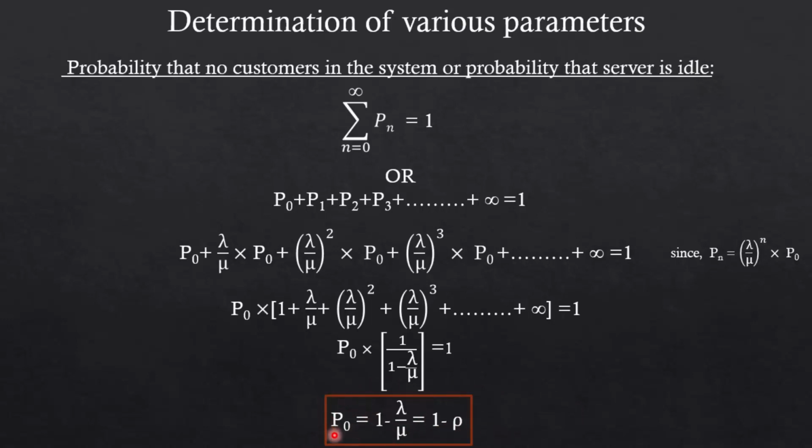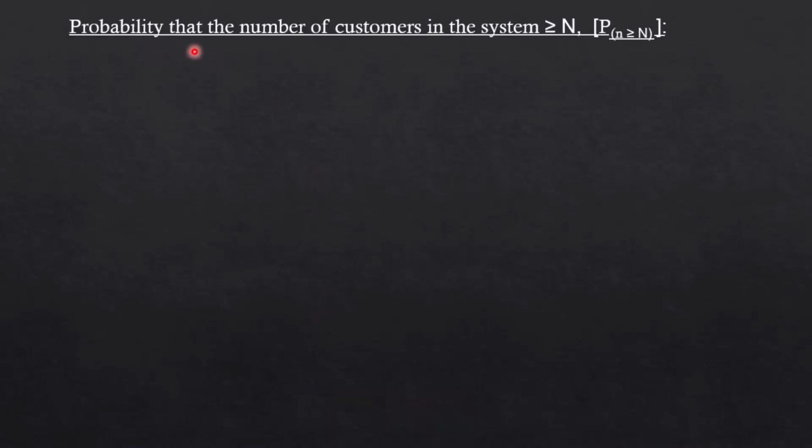Now as we can see here, the probability of having 0 customers in the system, which is the probability that the server is idle, is given by 1 minus rho. It is clearly understood that rho here shows the portion of time the server is busy or utilized. Now let us see another parameter here, which is the probability that the number of customers in the system is greater than or equal to n.